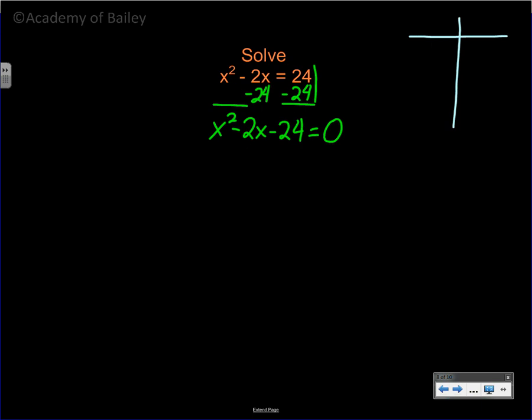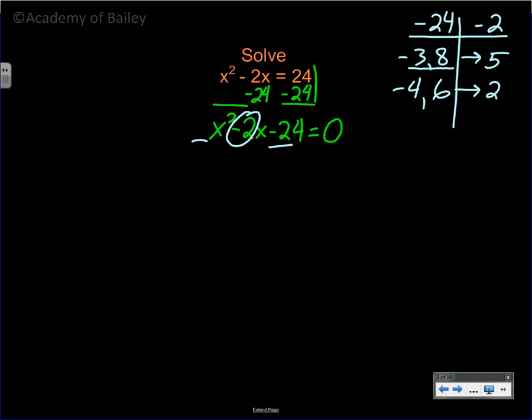All right, the two numbers: 1, negative 24. They have to multiply to get negative 24, and they have to add up to get negative 2. I'm thinking, I don't want to choose 1 and 24, or 2 and 12. I know that's not it. I'm thinking either 3 and 8, or 4 and 6. And now, remember, one of them has to be negative. So negative 3 plus 8 is a positive 5. Negative 4 plus 6 is a positive 2.